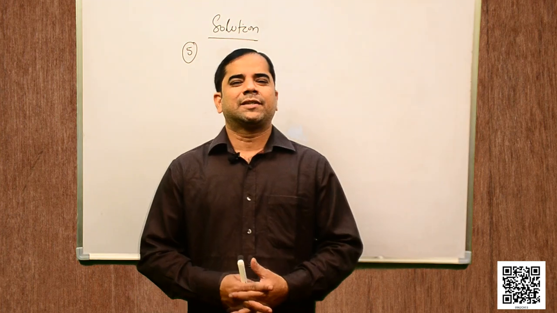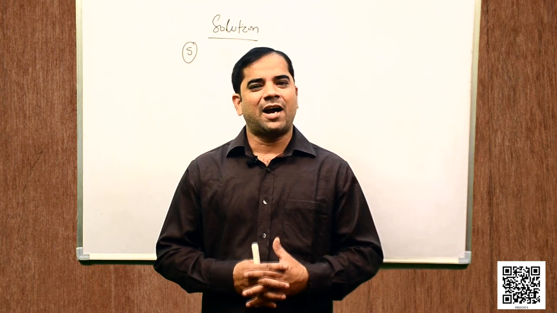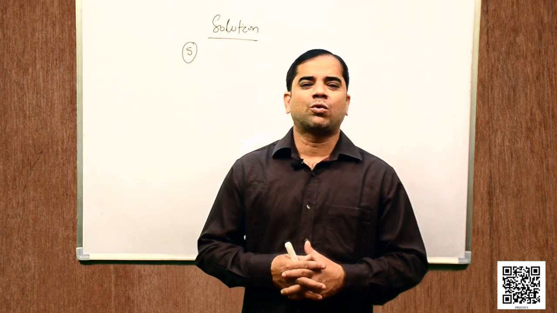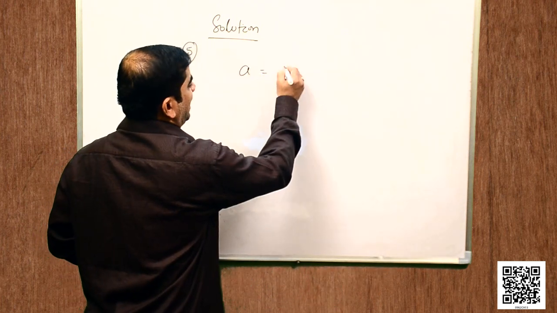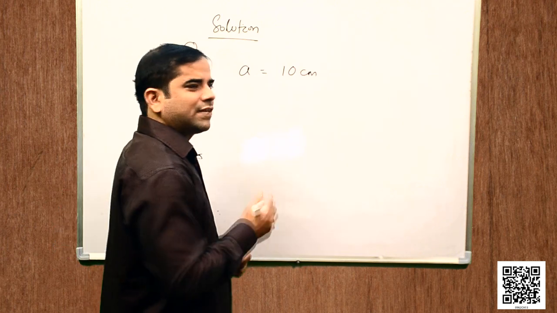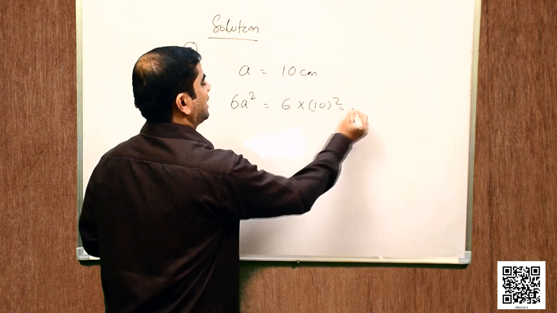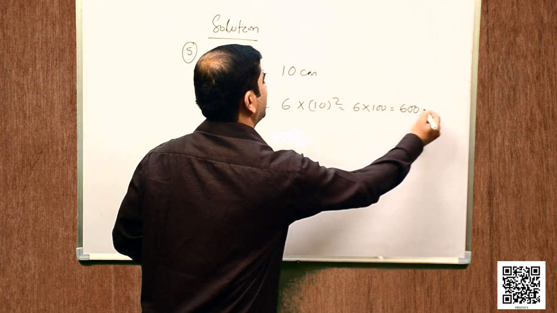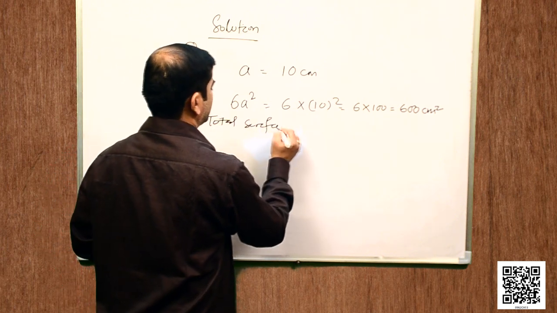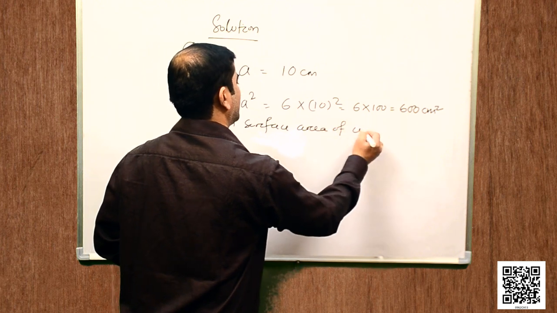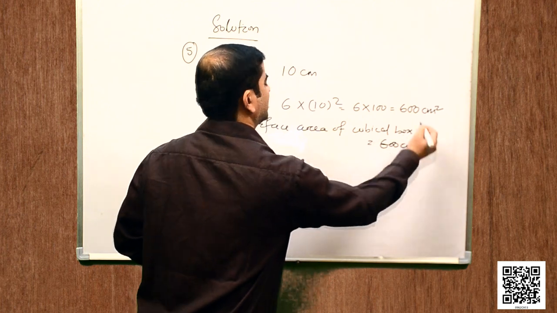Students, part 2 asks which box has smaller total surface area and by how much. So let us find out the total surface area of the cubical box. Here a is 10 centimeter and for total surface area the formula is 6a square. So 6 into 10 square, that is 6 into 100 or 600 centimeter square. So total surface area of cubical box is equal to 600 centimeter square.